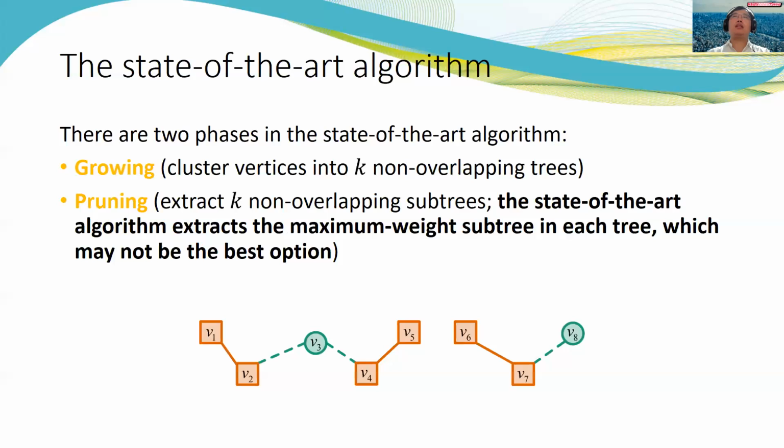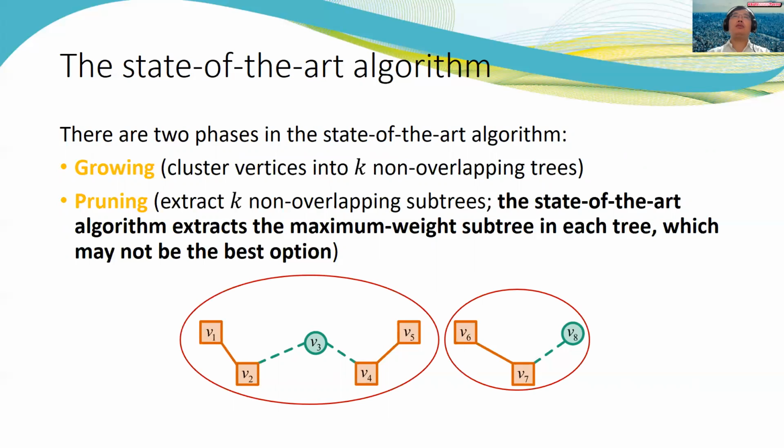Pruning is to extract k non-overlapping subtrays from k non-overlapping trays. For example, given a graph, suppose that k equals 2, and a growing phase cluster vertices in 2 trays. Then, the pruning phase is about extracting 2 non-overlapping subtrays from these 2 trays. Assume that there are 3 subtrays that have positive weights, namely S1, S2, and S3. The weight of S1 is larger than the weight of S2, which is larger than the weight of S3.